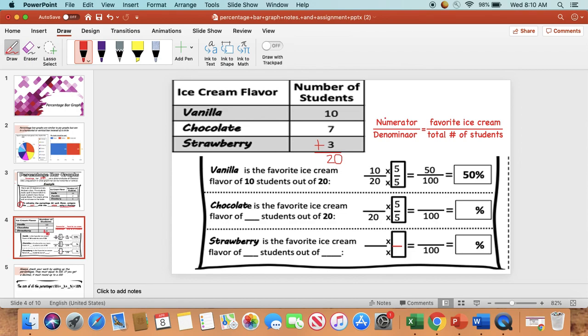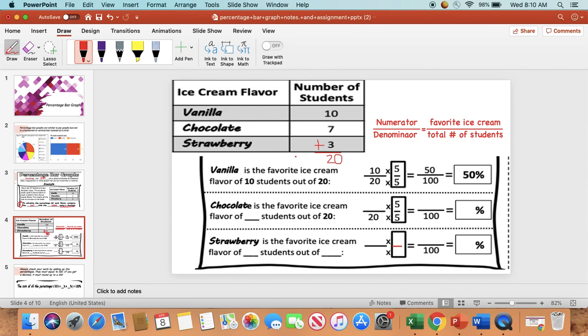Of course, there's always the numerator on top, the denominator on the bottom. The numerator on top is going to be the number for the favorite ice cream, and the bottom is going to be the total number of students. She had 20 students in class, so if you add up these numbers, they must equal 20. So 10 plus 7 is 17, 17 plus 3 is 20. So always count your tally marks or sum the number of your data, because if it's off, your percentages are going to be off.